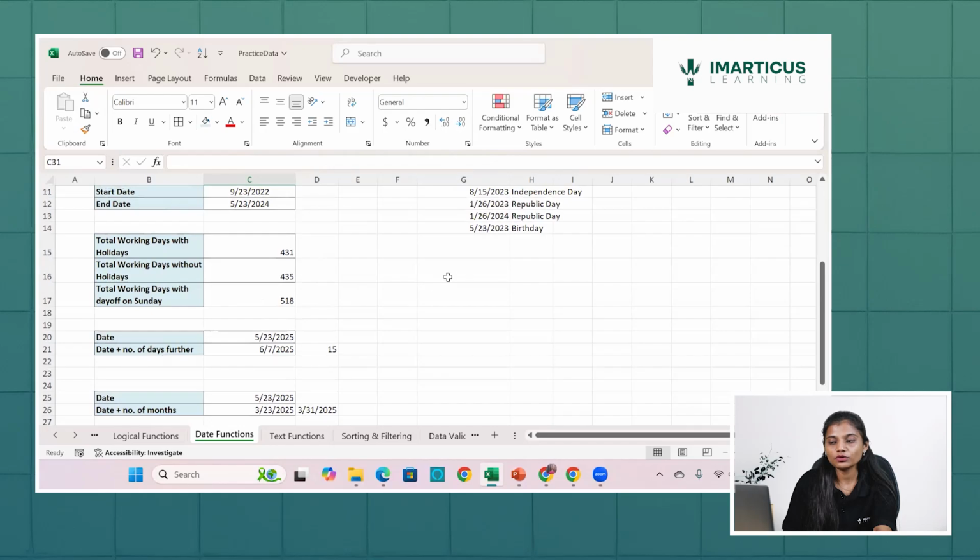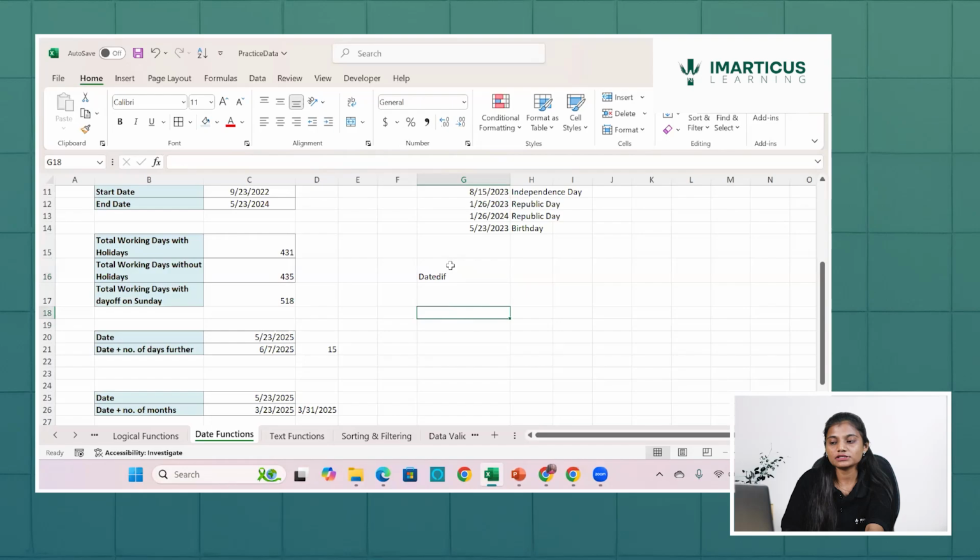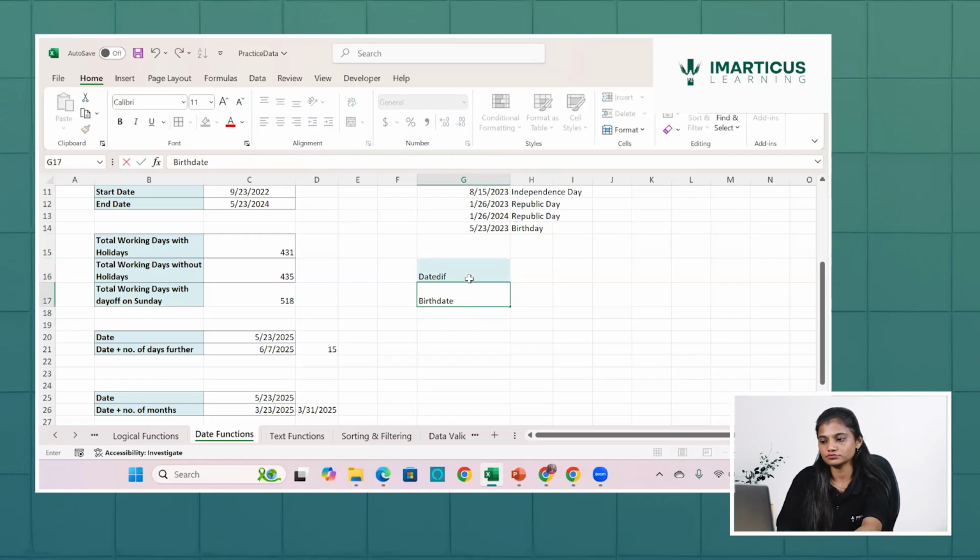So these were the date related functions. Now there is one more date related function which is used to find out the difference. That is known as DATEDIF, date difference. Now what does the DATEDIF function do is, let's say I have my birth date and I find the difference on the basis of today.